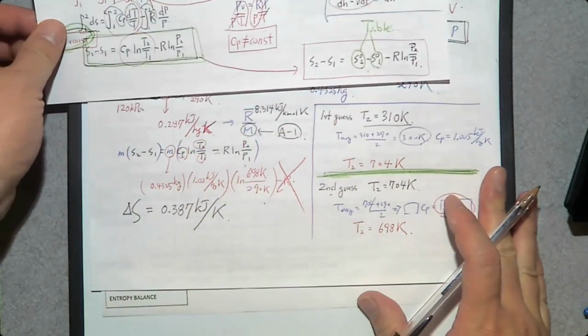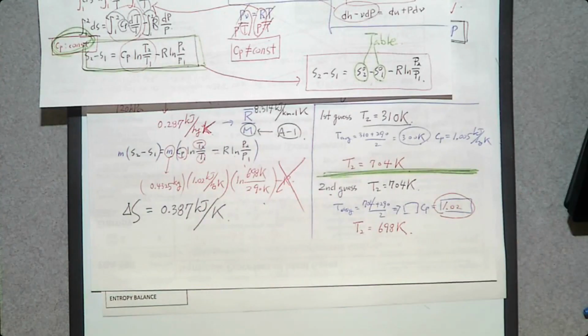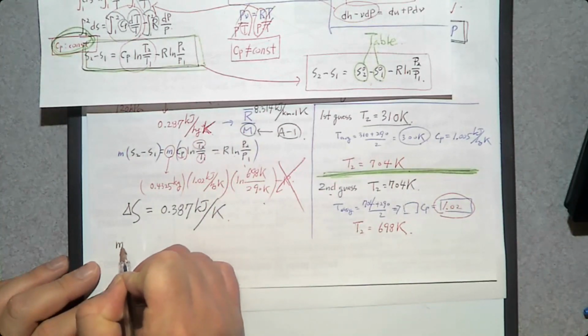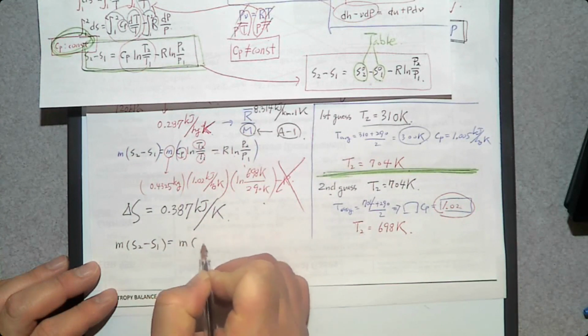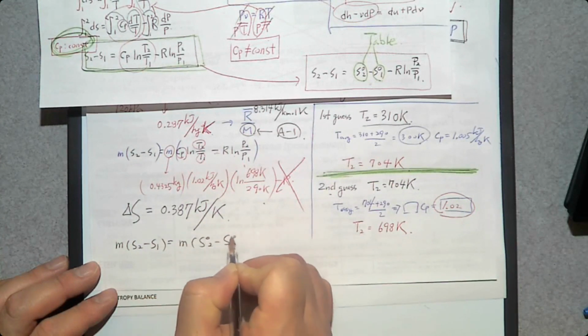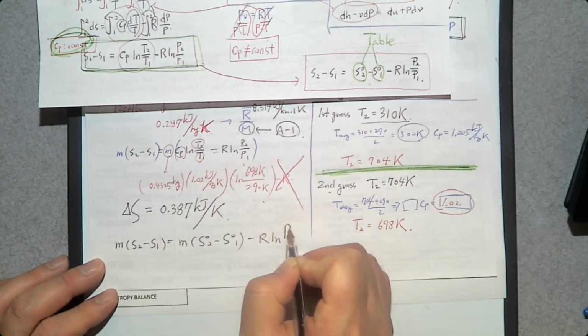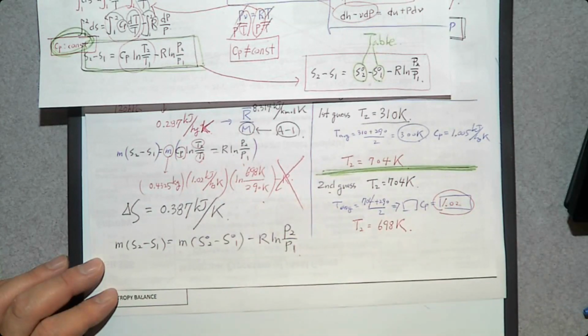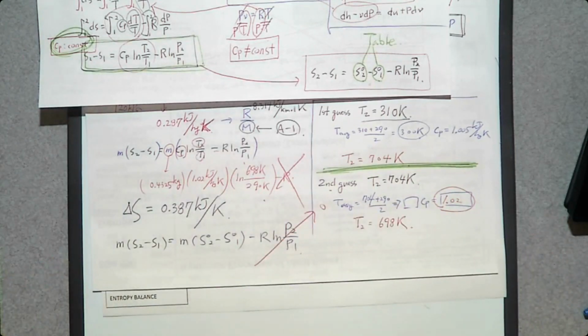What about if you assume that it's a variable specific heat? Then you can use this equation. So let's assume variable specific heat. Mass times S2 minus S1 is going to be mass times S degree 2 minus S degree 1 minus R times natural log P2 over P1. By the way, we know this one is 0. But where can you find S degree?